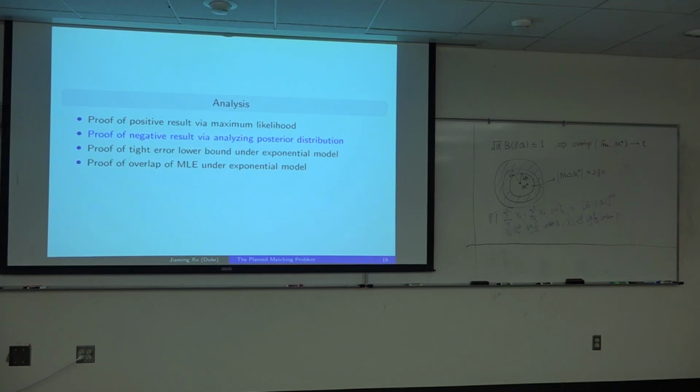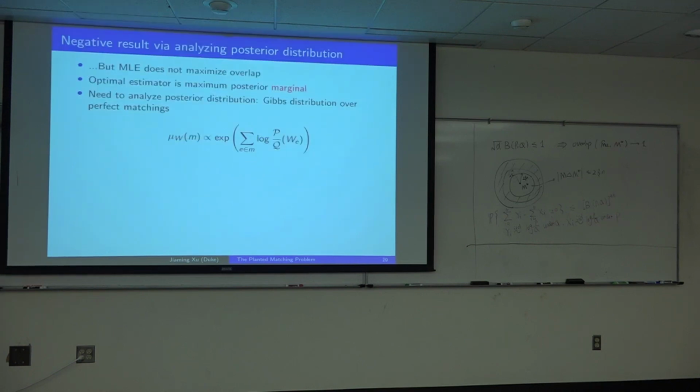Okay, so now I'm going to talk about the proof of the negative result. This turns out to be much more challenging, so that's something I'm going to focus on next. So why is the negative result challenging? Well, one difficulty comes from the fact that the max likelihood estimator may not maximize overlap. We know that if the prior is uniform, the max likelihood estimator will minimize the probability of error. But here we're looking at the overlap. So the max likelihood estimator may not maximize overlap, and we can't really just show that the max likelihood estimator fails.